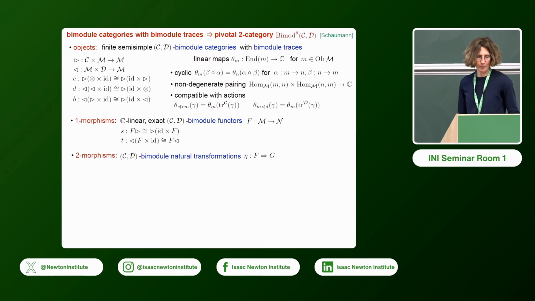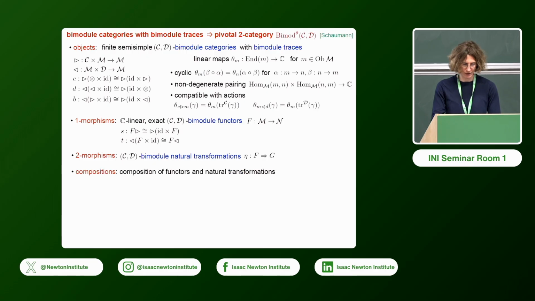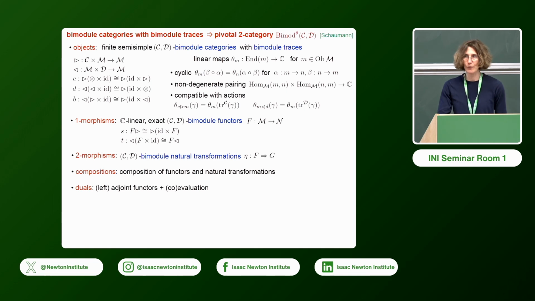And the 2 morphisms are bimodule natural transformations. So there are natural transformations between such functors that are compatible with the bimodule structure. And the compositions are just the compositions of functors and natural transformations. The duals are given by the left adjoints of the functors, which in this situation, due to their exactness, are also right adjoints. And they're given by the usual co-evaluation for an adjunction.